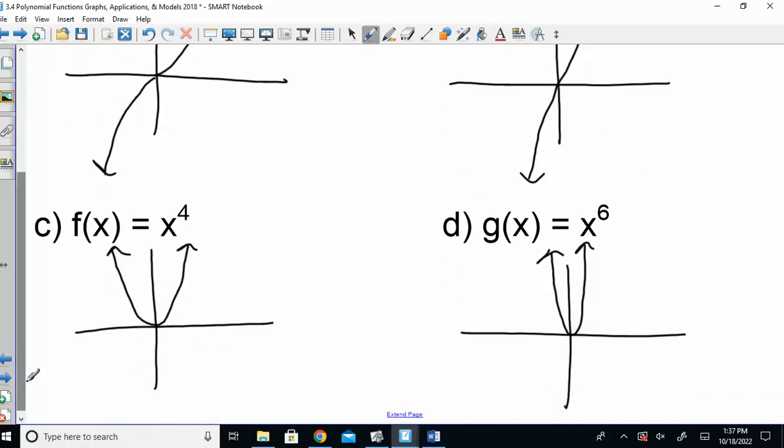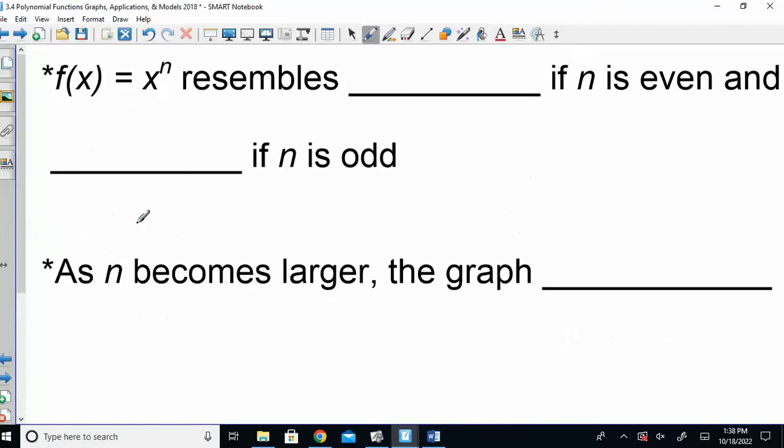X to the 4th, what did that one look a lot like? X squared. X to the 6th looks the same. What's the only difference? As that exponent goes up, what's happening to it? It's getting skinnier. Okay. So this leads us into what we call end behavior. And this is something we will look at every single time we graph a polynomial.